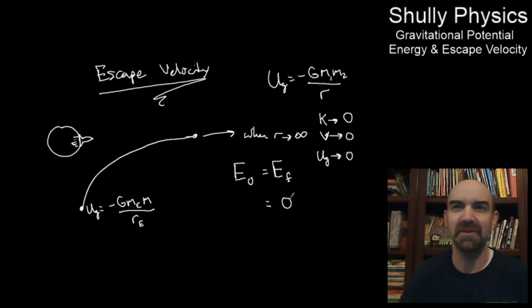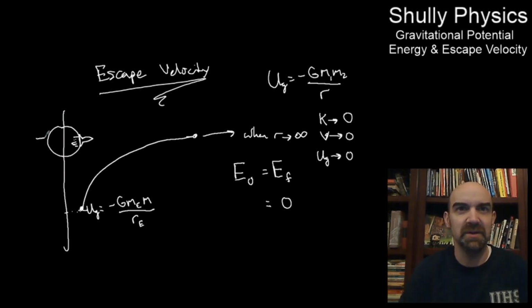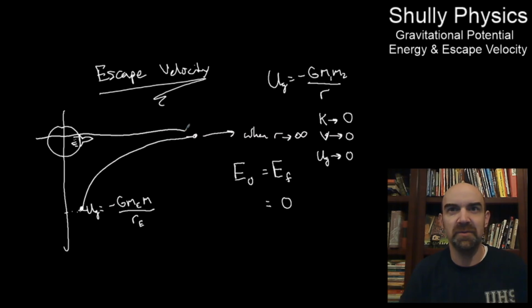That's what escape velocity is always about, reaching that 0 final energy. We're trying to start at a potential energy that's negative, starting at this negative potential energy, and we're trying to overcome that to reach 0.